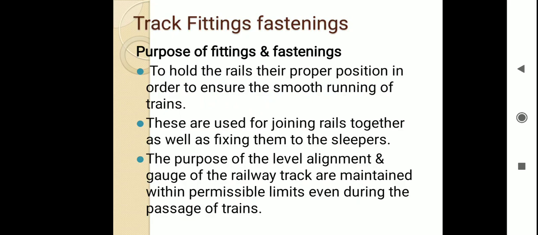So these track fittings and fastenings are used for joining rails together as well as fixing them to the sleepers. The purpose is that the level, alignment and gauge of the track are maintained within permissible limits even during the passage of trains. As all of you know, gauge is nothing but the center to center distance between two rail sections. So by using these track fittings and fastenings, the gauge of the rail is maintained at the correct level.